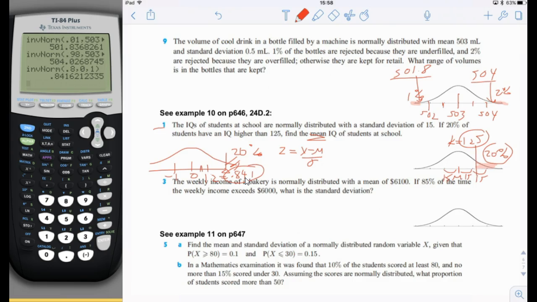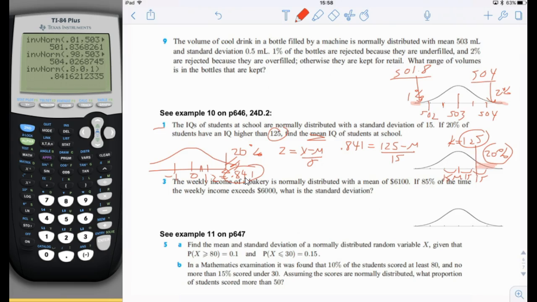Because we can use Z as 0.841. X, we already know is 125. Mu, we don't know what it is. And sigma, they told us, is 15. So now we just use algebra to solve for mu.